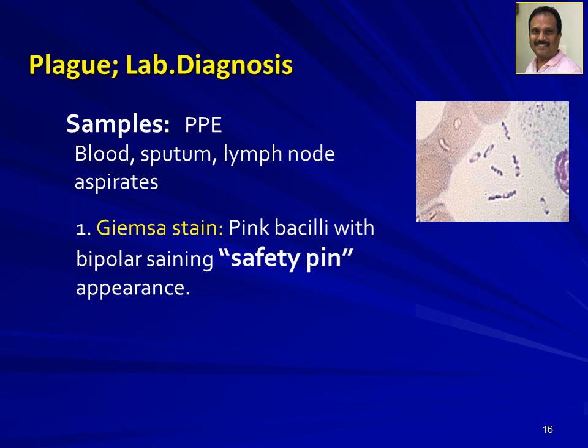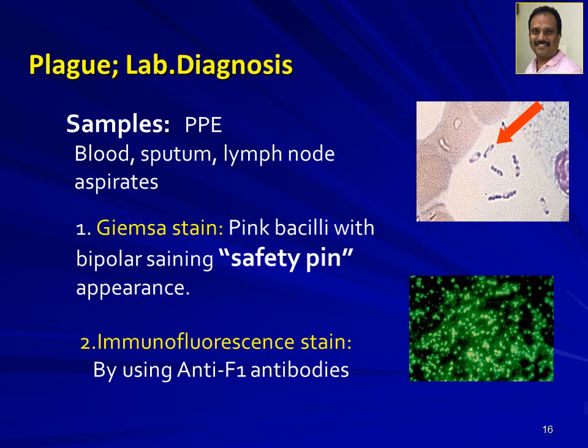And Gram stain of this particular specimen will show the pink bacilli with bipolar staining, which gives a safety pin appearance, which was also discussed in the morphology slide. And immunofluorescence stain by using anti-F1 antibodies, that means the antibodies which are produced against the F1 antigens. By using these anti-F1 antibodies, we can do the immunofluorescence staining technique to demonstrate this bacilli.